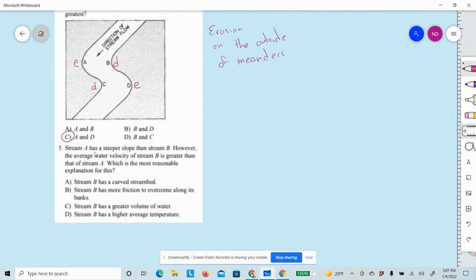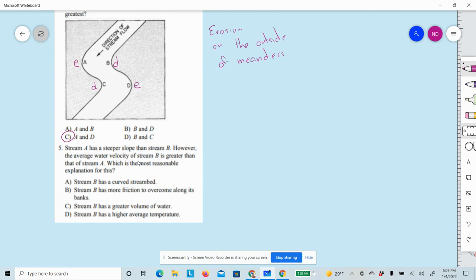And the last question, number 5, there are factors that affect the stream velocity. Slope is one. Slope is definitely a big thing. Steeper slope means faster water. But here, stream A has a steeper slope than stream B. However, stream B is going faster. So stream A is on a steeper slope, but it's going slower. So there's got to be something else that's making it go faster.